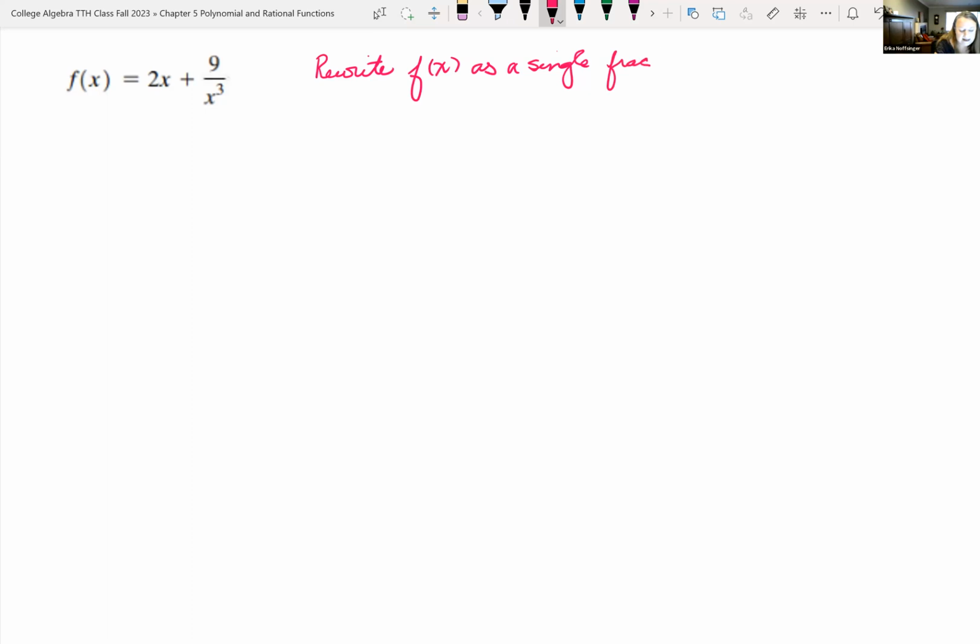And so doing that, I need a common denominator. I notice that this 2x is over 1. And so our common denominator here is x cubed. So we're going to multiply both our numerator and denominator here by x cubed. If I do this, I get f of x is equal to 2x times x cubed is 2x to the fourth plus 9 all over x cubed.